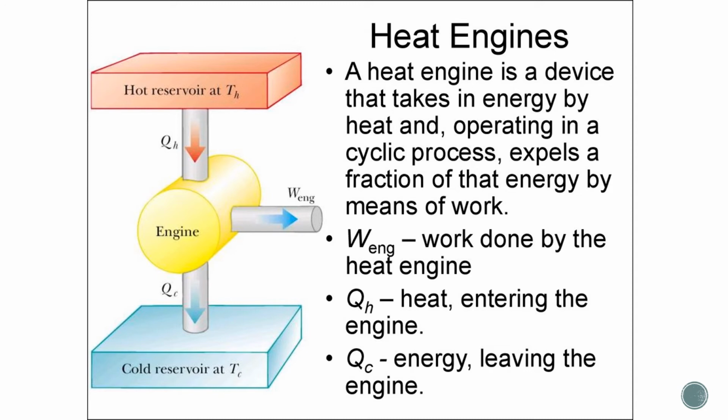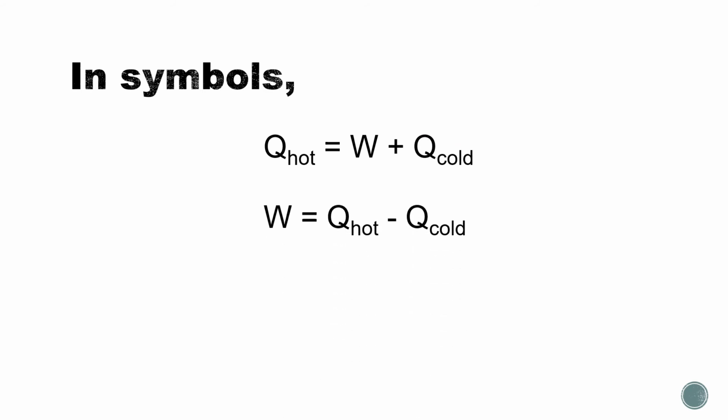A heat engine is a device that operates when heat coming from the hot reservoir enters the engine. Some of the heat is used for doing work, while the rest is expelled as waste in the cold reservoir, leaving the engine. In symbols, heat coming from the hot reservoir, or Q hot, is equivalent to work done by the piston plus the heat expelled to the cold reservoir. We can write it as W is equal to Q hot minus Q cold.